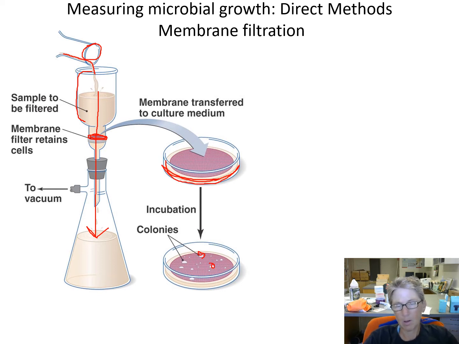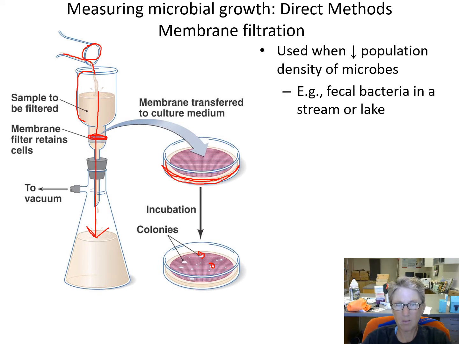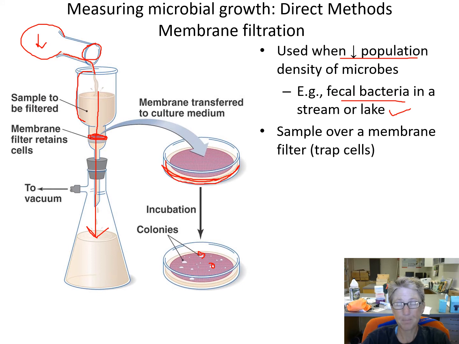And you can assume that each colony started with 1 cell. You can use this method when there's a low population density of microbes. So in your original sample, the population was really low, like fecal bacteria in a stream or lake. So yeah, hopefully if you're swimming in a stream or a lake, there's not a high count of fecal bacteria.